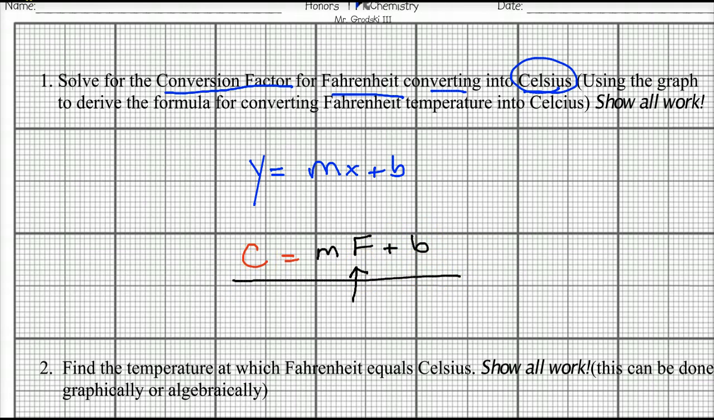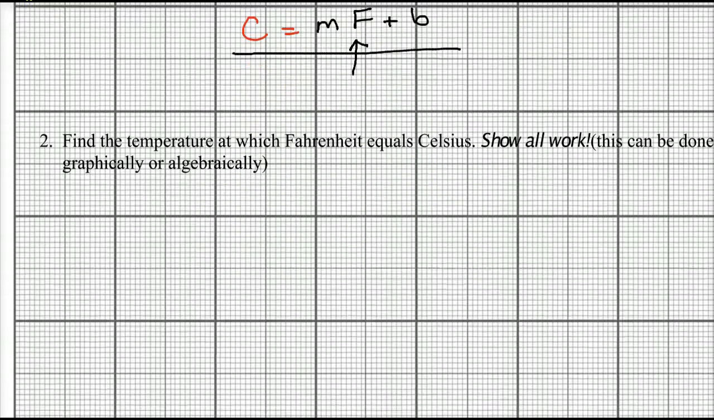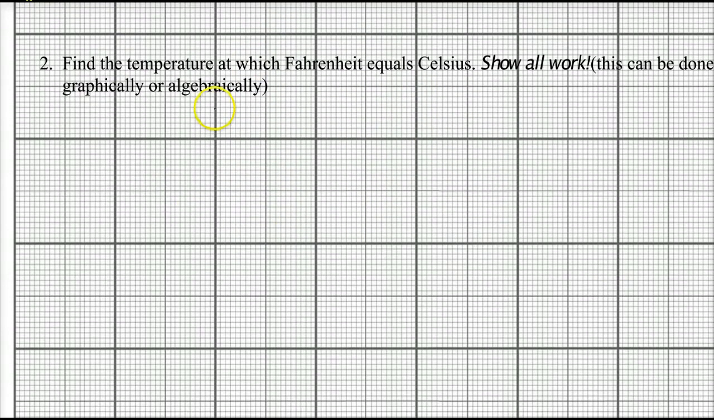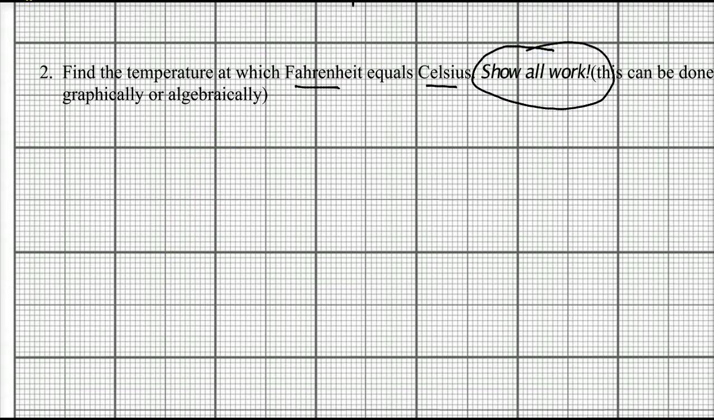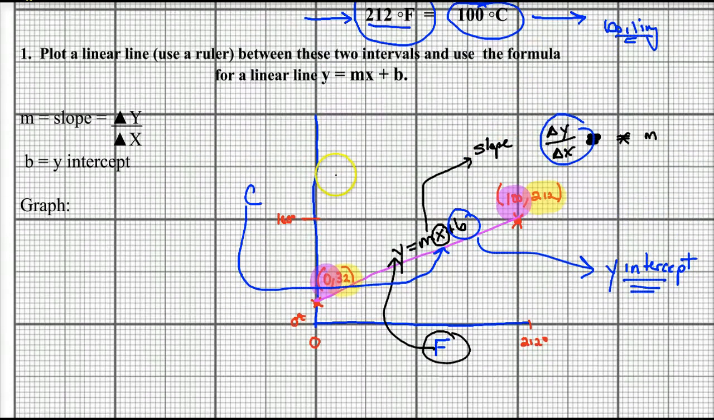Pretty simple stuff. Number 2, most students have problems with because they say, well, how do I find the temperature where Fahrenheit equals Celsius? I know that you can look it up online. I know that you can find that answer somewhere. But I want you to show your work on how you're going to do that. And what I will say is this: you can do this 2 ways. You can do it graphically. Now, what does graphically mean? Well, based on your graph, you should be able to look at this graph and somehow figure out where the Celsius and the Fahrenheit will equal each other.